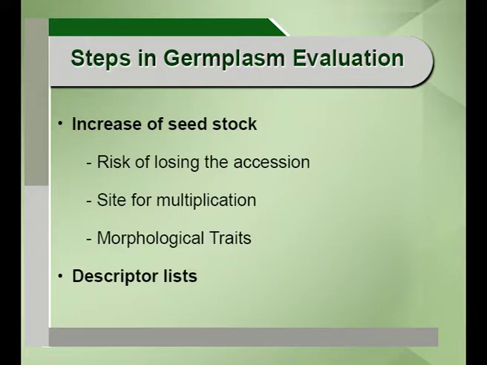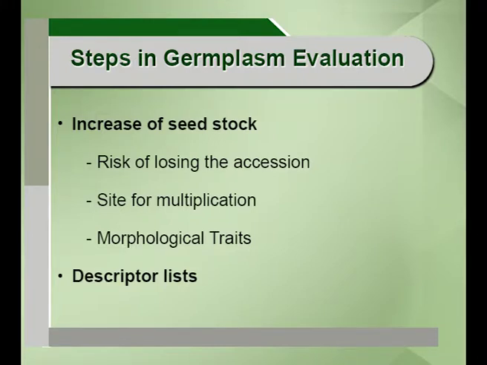The first and foremost important exercise in germplasm evaluation is that we need to increase the seed stock. We have a seed and that stock has to be increased, because the quantity of seed we have in the germplasm collection is very, very little. Only when we increase the stock will evaluation be possible, maintenance of germplasm be possible, and rejuvenation or regeneration of germplasm be possible. So the first and foremost step in germplasm evaluation is to increase the seed stock.